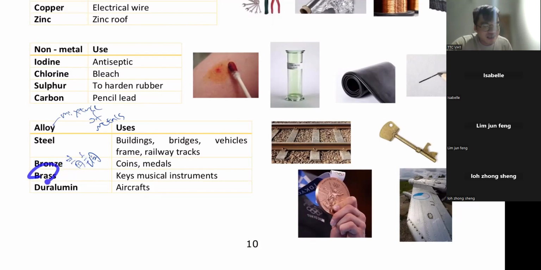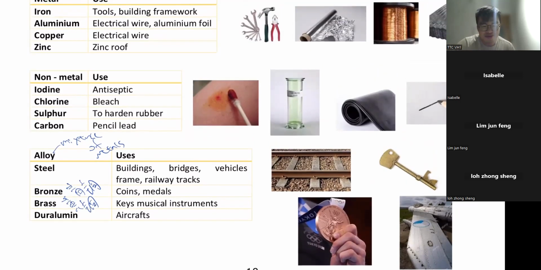And then brass is 黄铜. This is yellow copper, yellow color bronze. Brass, we use it to make keys and to make musical instruments. Like, you know, there's a section of music called brass: your trumpet, trombone, French horn, saxophone. So you have brass there.